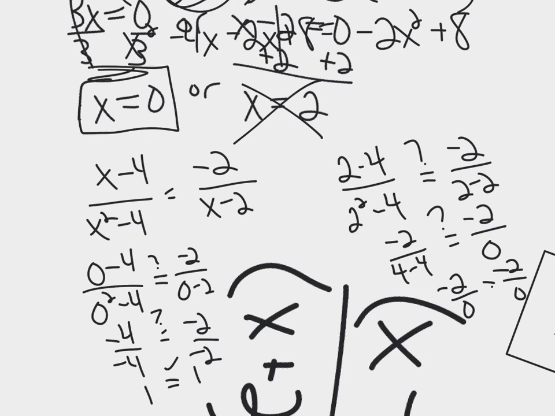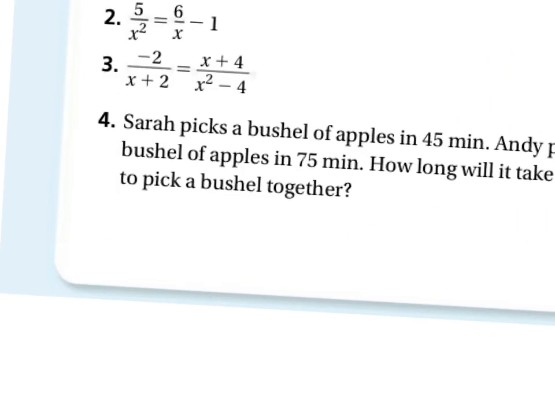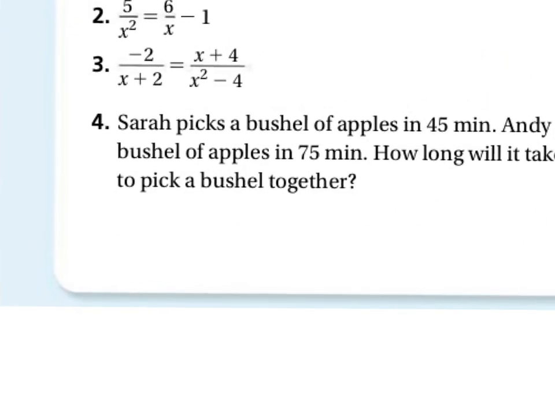And again, just showing you how not cross multiplying, if you factor anyway, could actually be a simpler result. Cross multiplying, we would have been doing it this way for sure. So if we look at the lesson check number 3, this is actually very similar to the problem we just did.